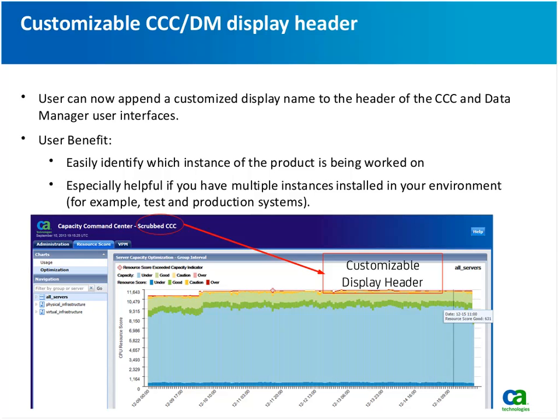Today, all you need to do is go into Data Manager, global setting, and put in the display header as the configuration parameter. Then it will show up in the respective instance of Capacity Command Center or Data Manager. So it's a nice way for the administrator to manage multiple CCC Data Manager instances. Check it out, a very nice feature.